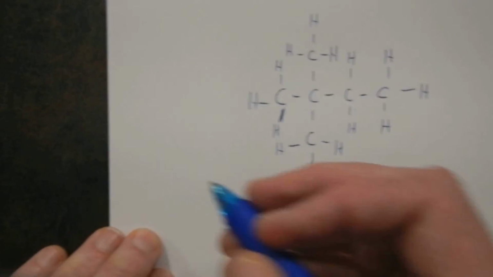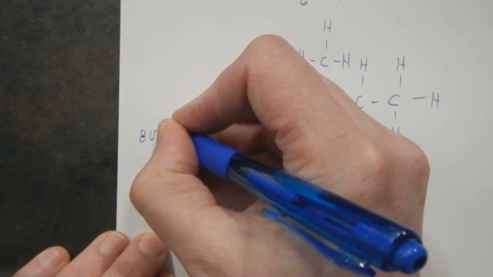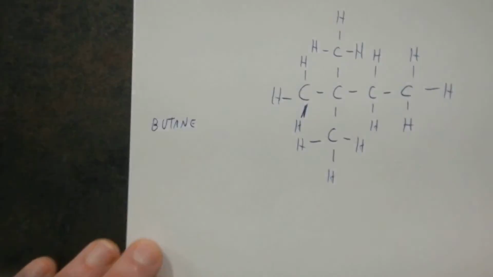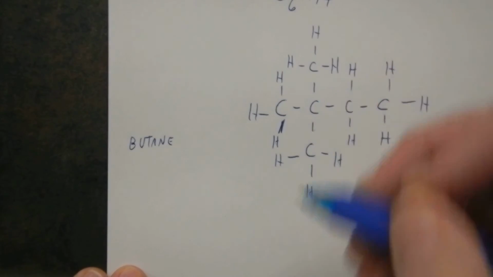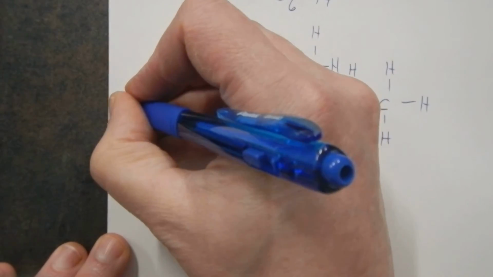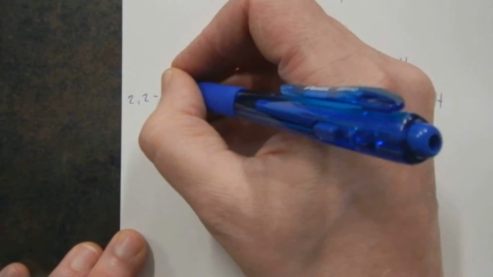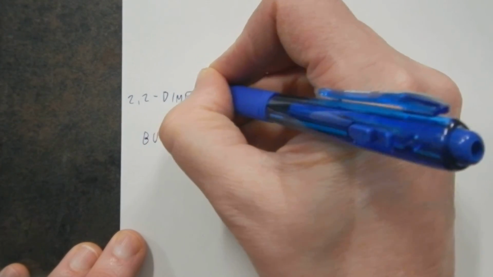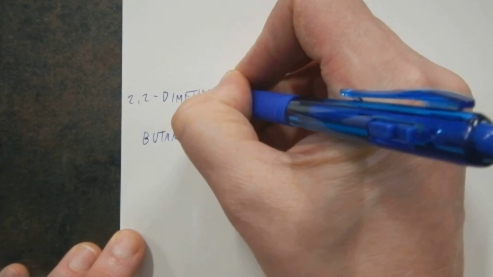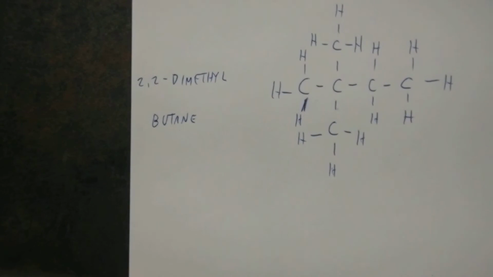We need a name for it. 4 in a row. Hey, that's butane. Then I have a methyl and a methyl. They're both hanging off the second carbon. So this is called 2,2-dimethylbutane. That's all one name for something. Great name for a kid.